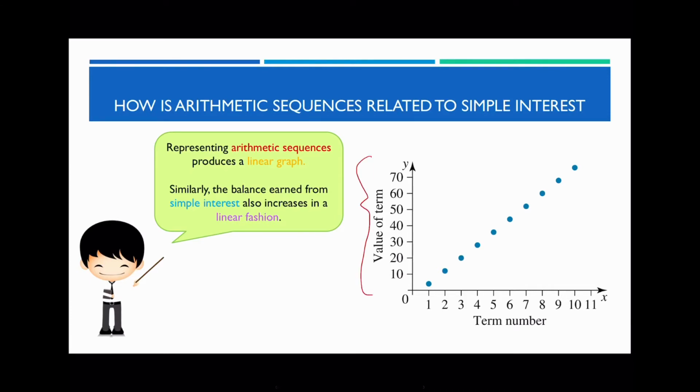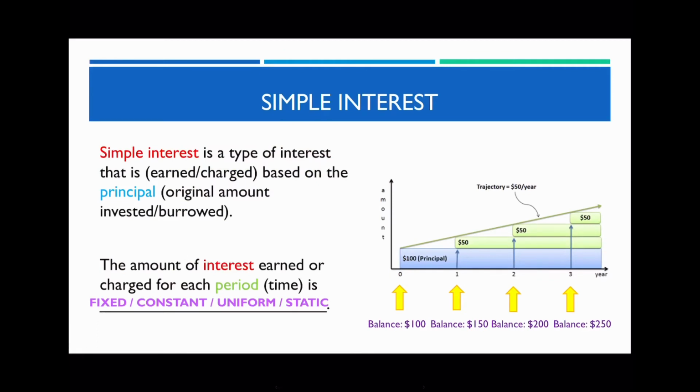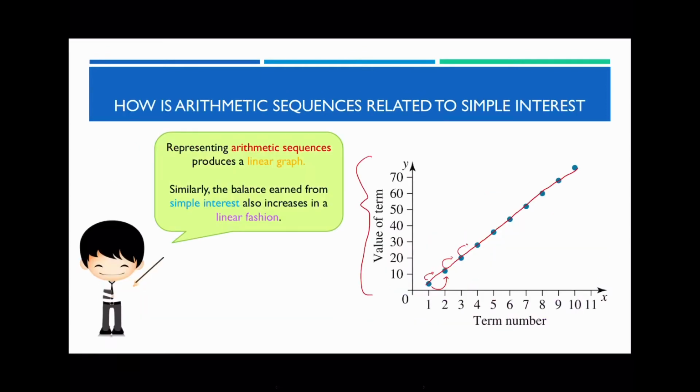And we know that the balance that's earned or charged through simple interest will also follow this same trend as well. So in my example on the right hand side, this is a graph that models arithmetic sequences. We know that to get to the next term, we just add the common difference, okay? And notice that it increases by the same amount, which is why you would produce a straight line. As I've shown you in the previous slide, the balance for a simple interest account will also follow the exact same trend.